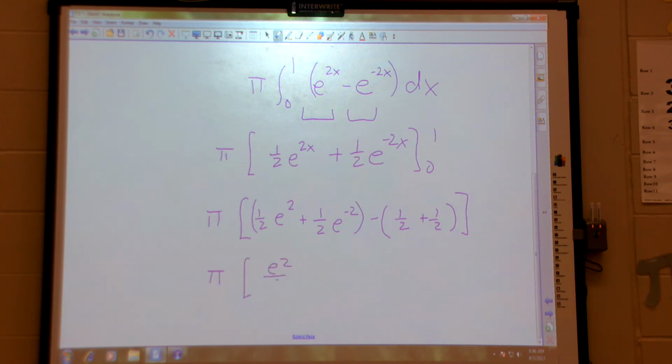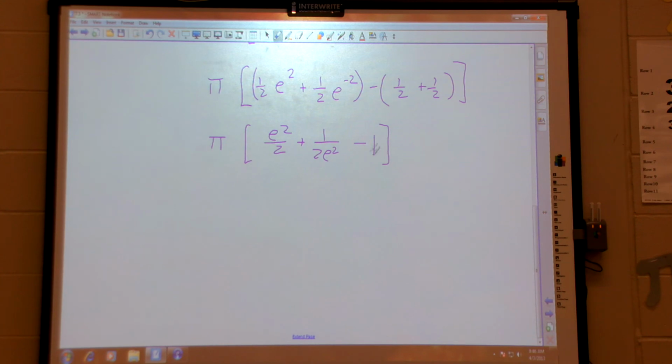That's e squared over 2 plus 1 over 2e squared minus 1. And some books will leave it like that. Some will find a common denominator. We'll go ahead and find a common denominator. I doubt it's going to help us, but we'll clean it up a little bit.